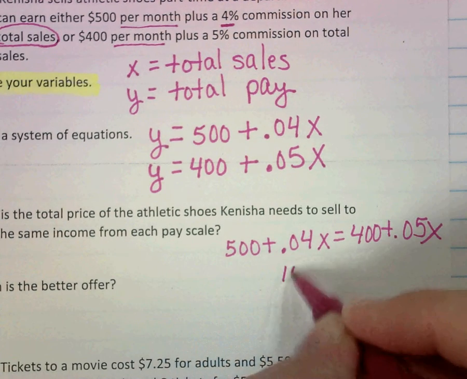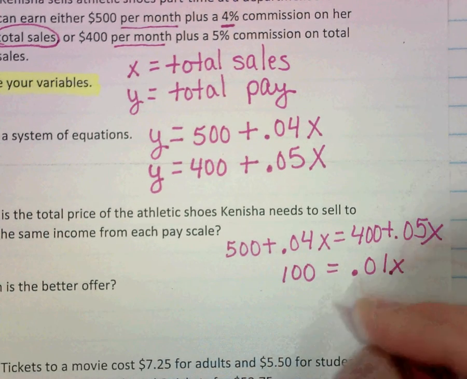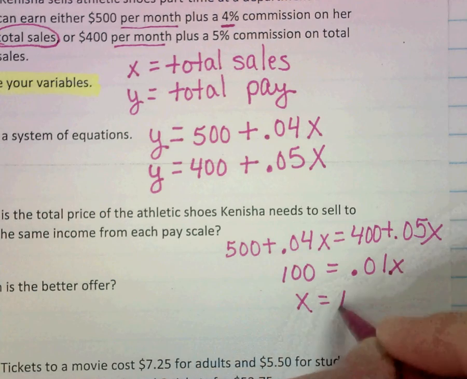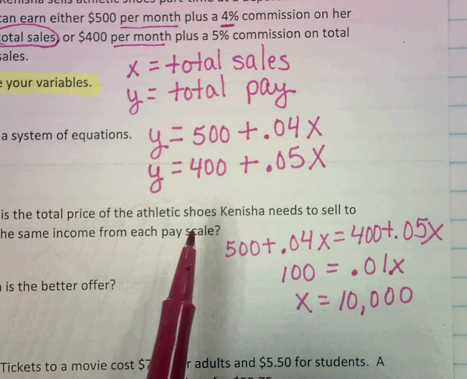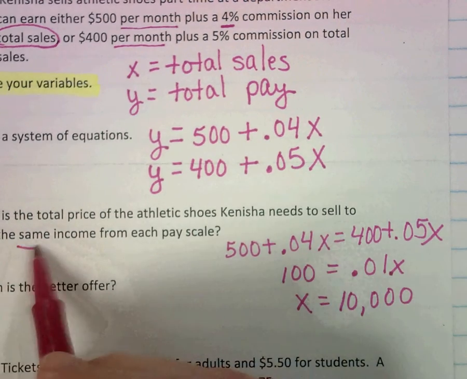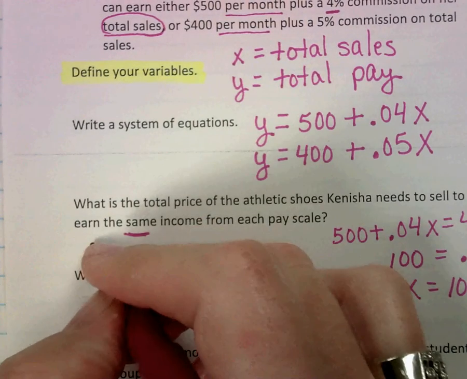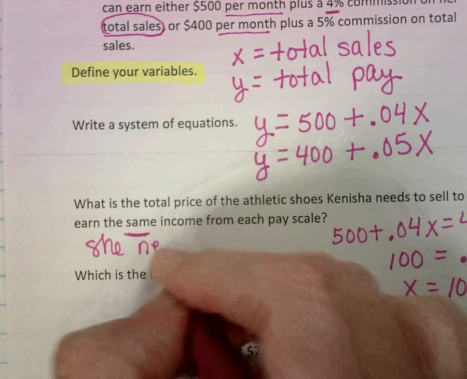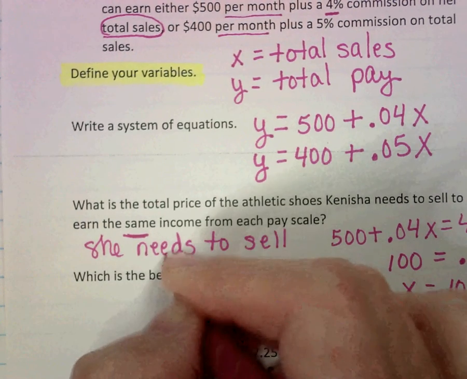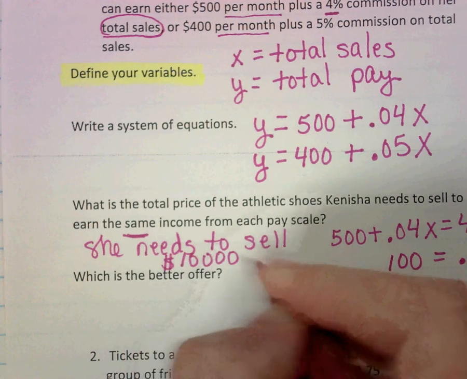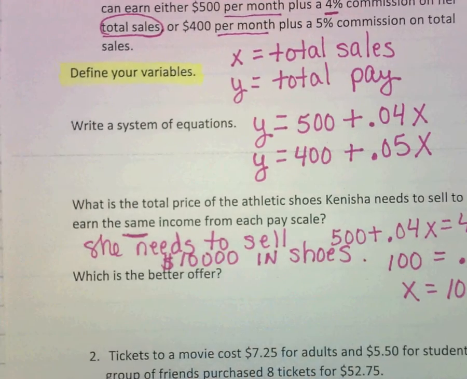When you solve this, you should get 100 equals 0.01 X, divide by 0.01, and get X equals 10,000. So that means the total price of the athletic shoes Kenesha needs to sell to earn the same income from each pay scale is $10,000. So she needs to sell $10,000 in shoes. That's a lot of shoe sales. Maybe it's possible, not really sure.